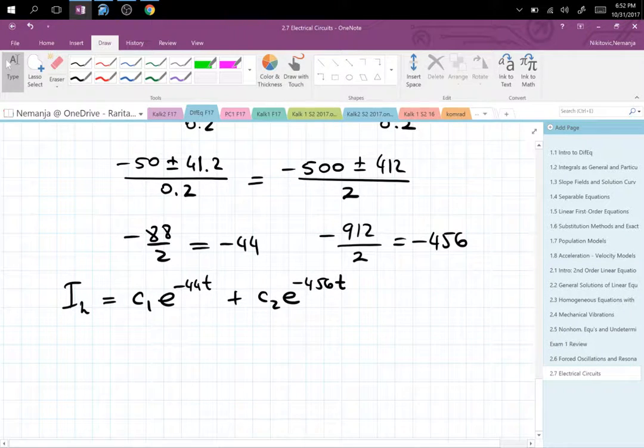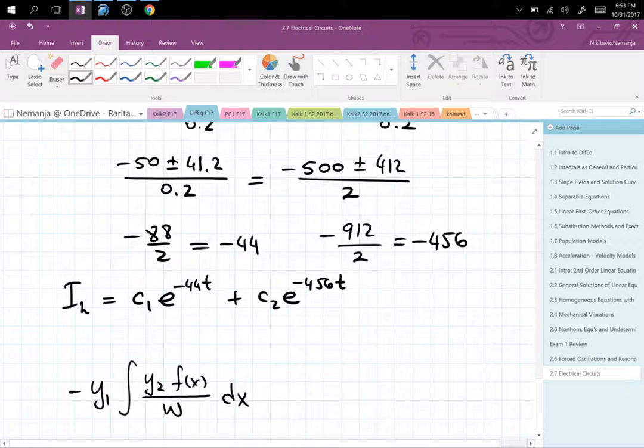Who can tell me the variation of parameters formula? Oh, I think I can. You think you can? Okay, so negative y1 times the integral of y2 times f of x over the Wronskian dx. Nice, you got it. Plus y2 integral y1 times f of x over the Wronskian dx.